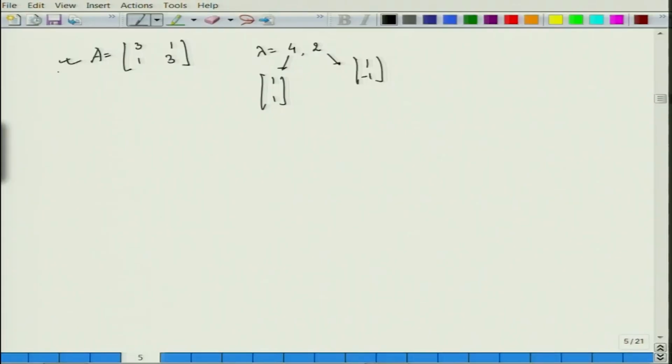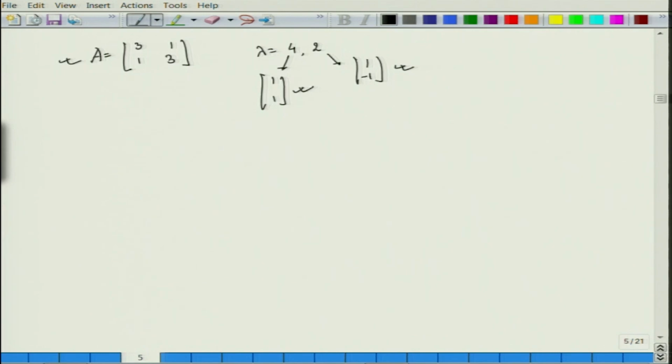Alright, so in the previous class we had this symmetric matrix A, and for that we had found the eigenvalues as 4 and 2. I have not yet given actual definitions, we will give them afterwards. And then the corresponding vectors that I have here are (1, 1) and (1, -1).